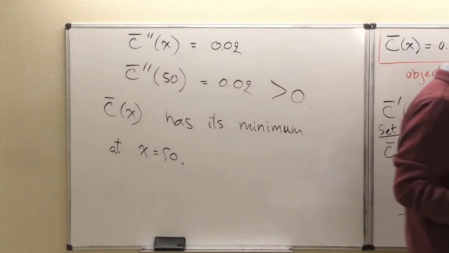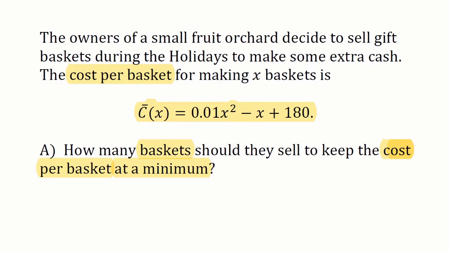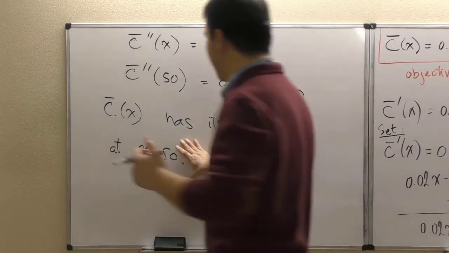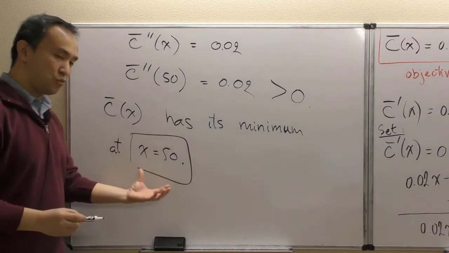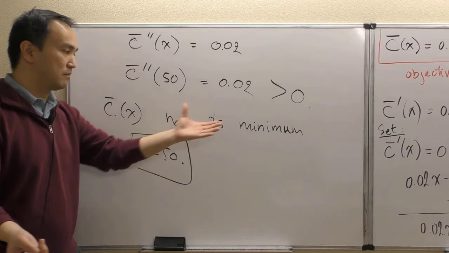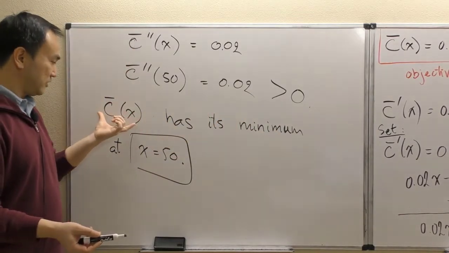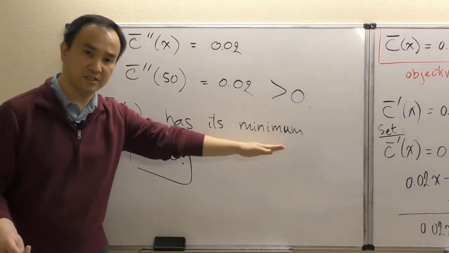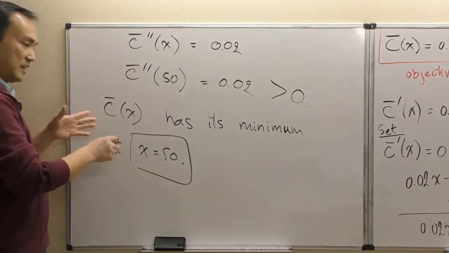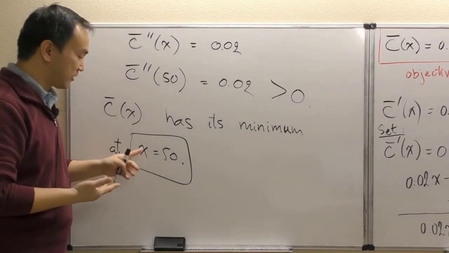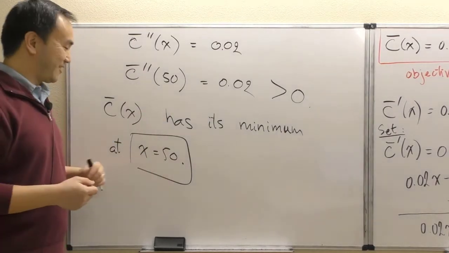But now let's swing back to the wording of the problem right here. The question is asking, how many baskets should the company, the fruit orchard, the owners of the small fruit orchard, sell to keep the cost per basket at a minimum? Looking back at this question, it is so obvious that we have already found the answer. And the answer is here. So at selling 50 baskets, we can achieve our C bar function at its minimum. It just happened to be earlier a conclusion, an interpretation of what this result means, but now that is also our answer.